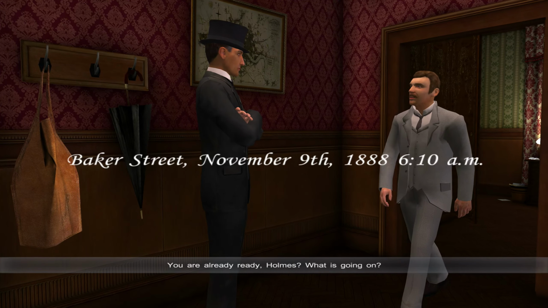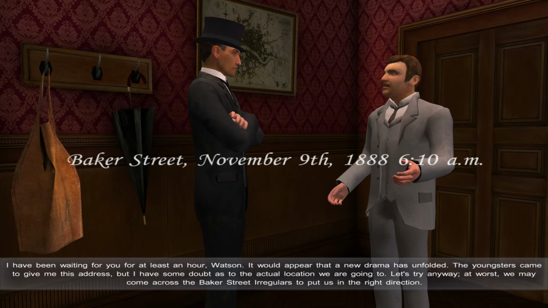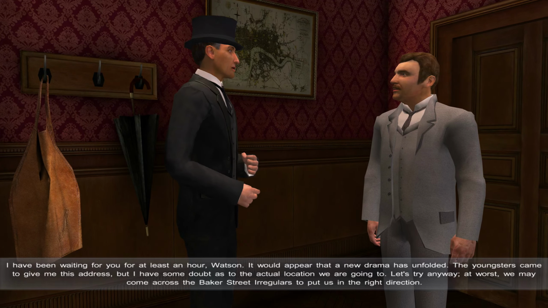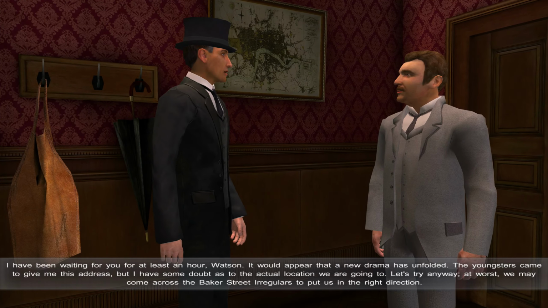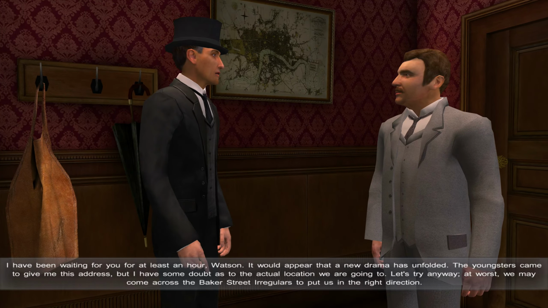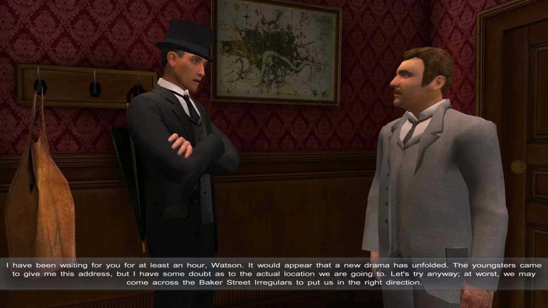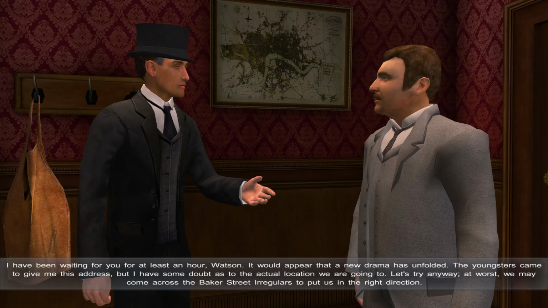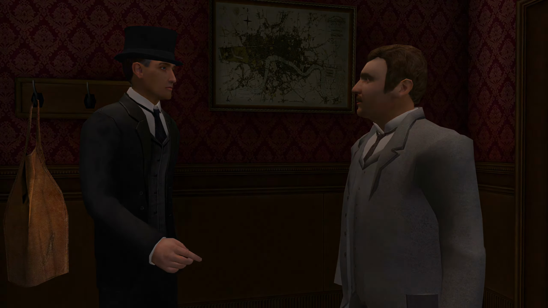You are already ready, Holmes. What is going on? I have been waiting for you for at least an hour, Watson. It would appear that a new drama has unfolded. The youngsters came to give me this address, but I have some doubt as to the actual location we are going to. Let's try anyway. At worst, we may come across the Baker Street irregulars to put us in the right direction.